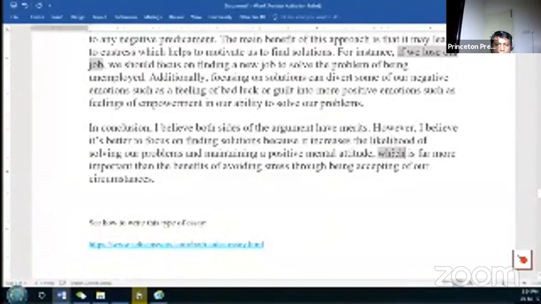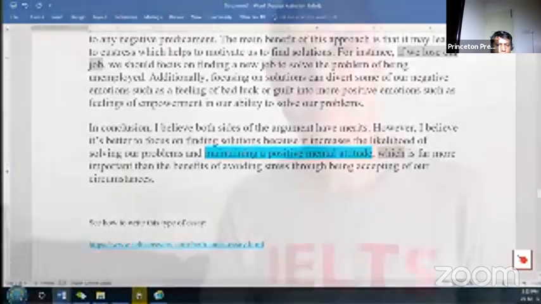Okay, and the which is now, what the relative pronoun does is it allows us to add information about the subject. The subject's here in blue. Really, this is the key part to it, maintaining a positive mental attitude, which is far more important than the benefits of avoiding stress. Okay, so again, we're creating a complex sentence. This time we're doing it with the word which.